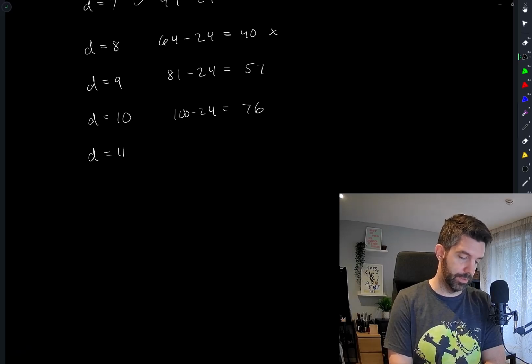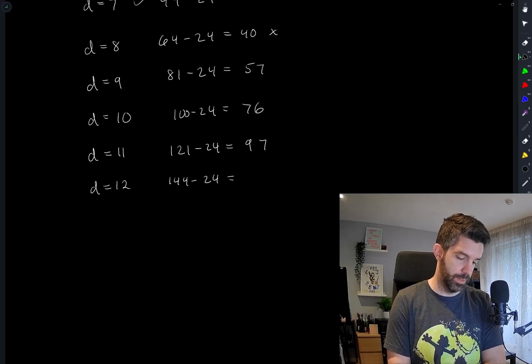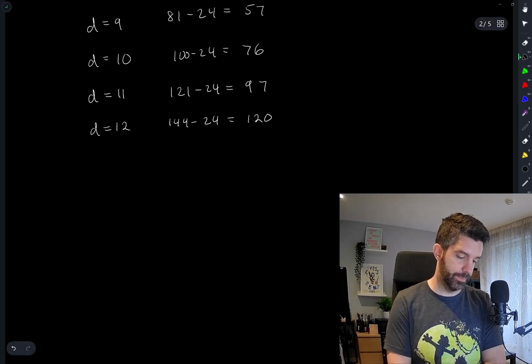d is equal to 11. 121 minus 24 is equal to 97. d is equal to 12. 144 minus 24 is 120. And now, when we set d is equal to 13, we'll see that we have a problem.